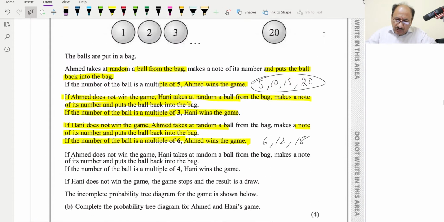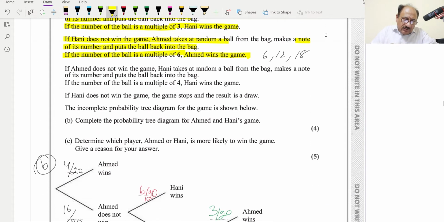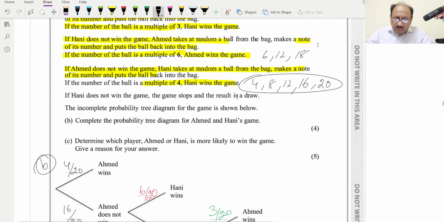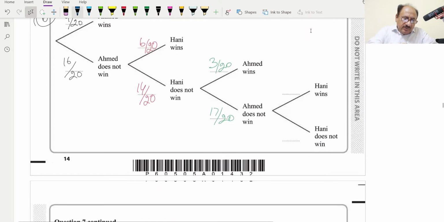And next, the last one: if Ahmad does not win the game, Hani takes at random a ball from the bag, makes a note of its number, and puts the ball back into the bag. If the number on the ball is a multiple of 4, multiples of 4 are what? 4, 8, 12, 16, and 20 also. So 5 multiples of 4, so this probability will be 5 out of 20, and this will be 15 out of 20.